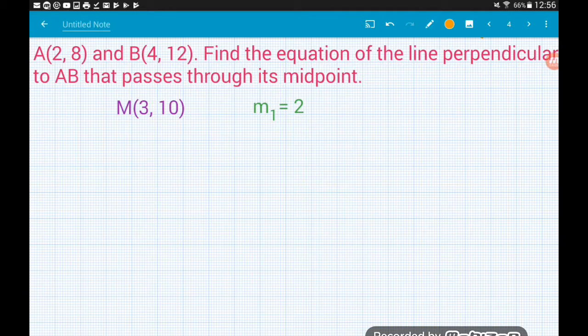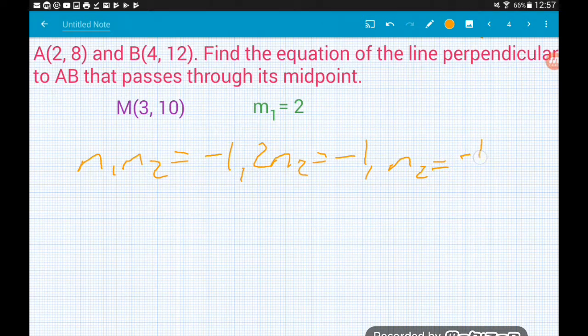So now we've got all the ingredients we need to find the equation of the perpendicular line. So let's first of all find the gradient. Now remember, if two lines are perpendicular, their gradients multiply together to give us -1. So we could write down m1 times m2 equals -1. Now we know that m1 is 2, so we've got 2 lots of m2 is -1. So the gradient m2, if we divide by 2, is -1/2.